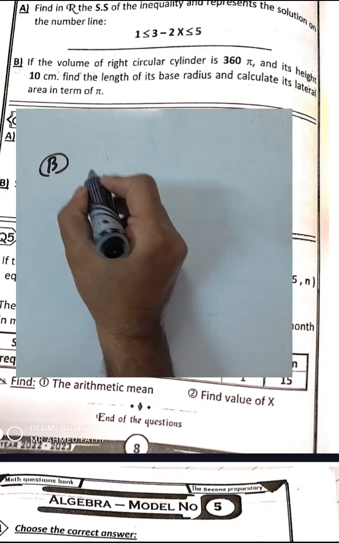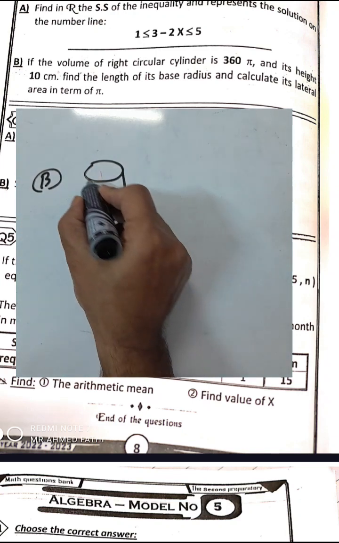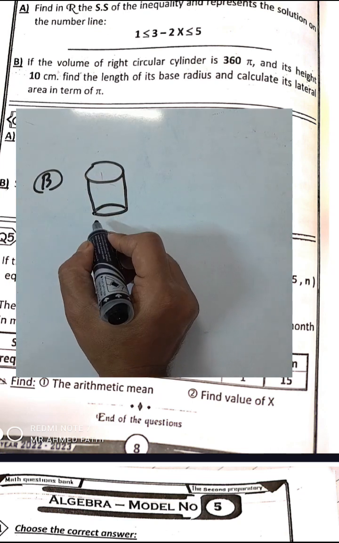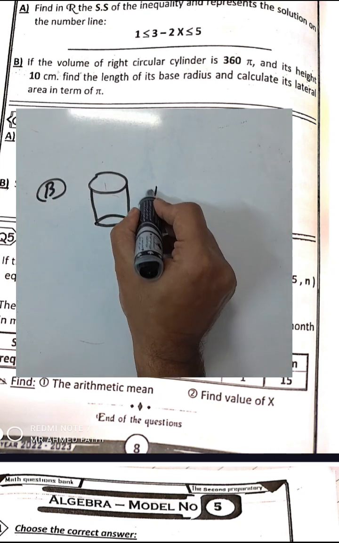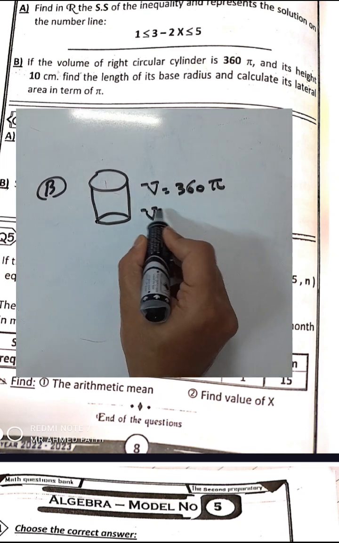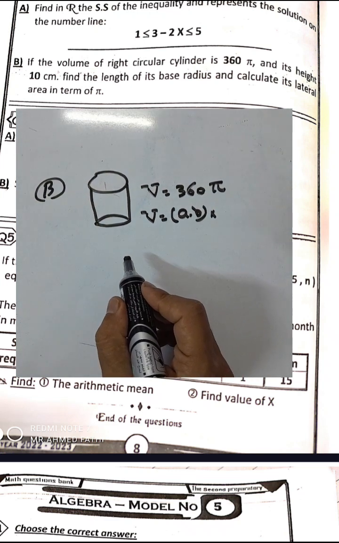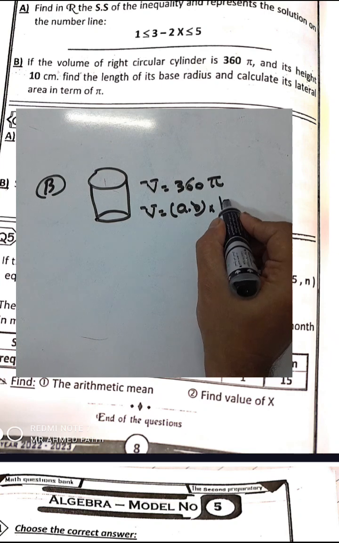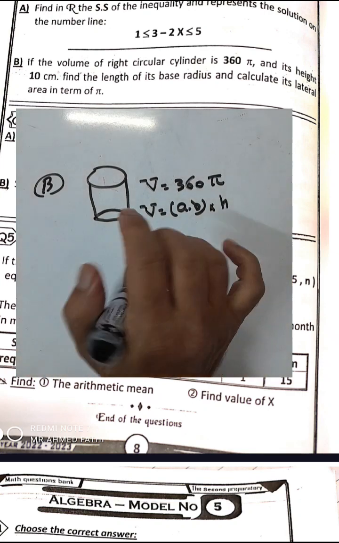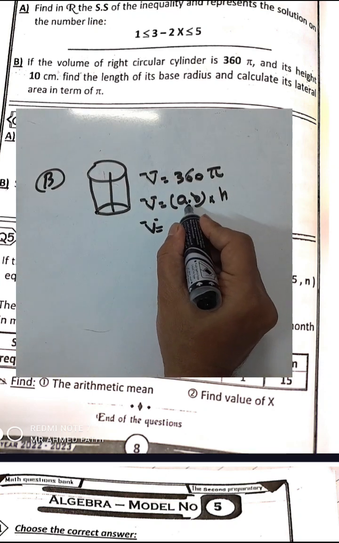Next question, letter B. We have a right circular cylinder here, the base is a circle. He gives us the volume of it, equal to 360π, and we know the volume is the area of the base times the height. Volume of the cylinder is the area of the base times the height, and the area of the base will be what?